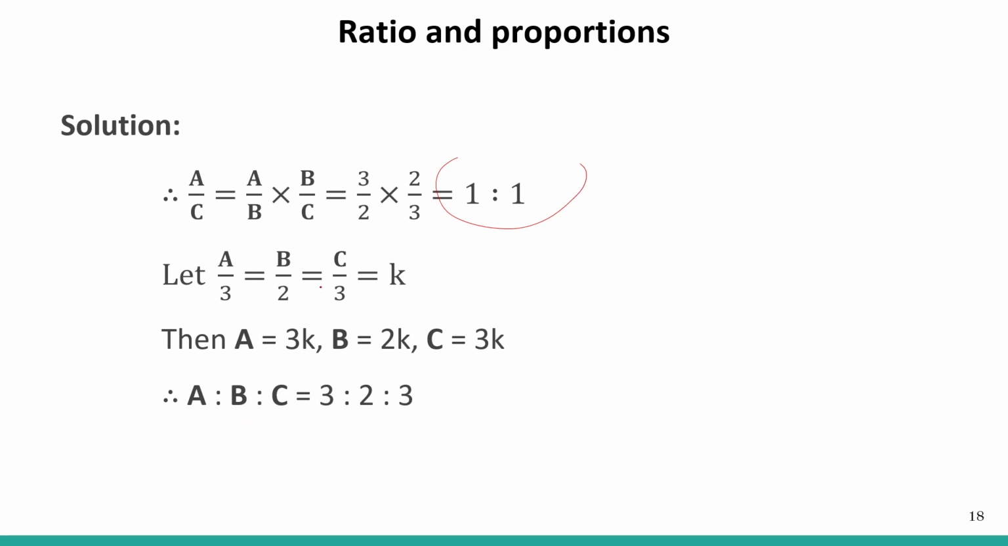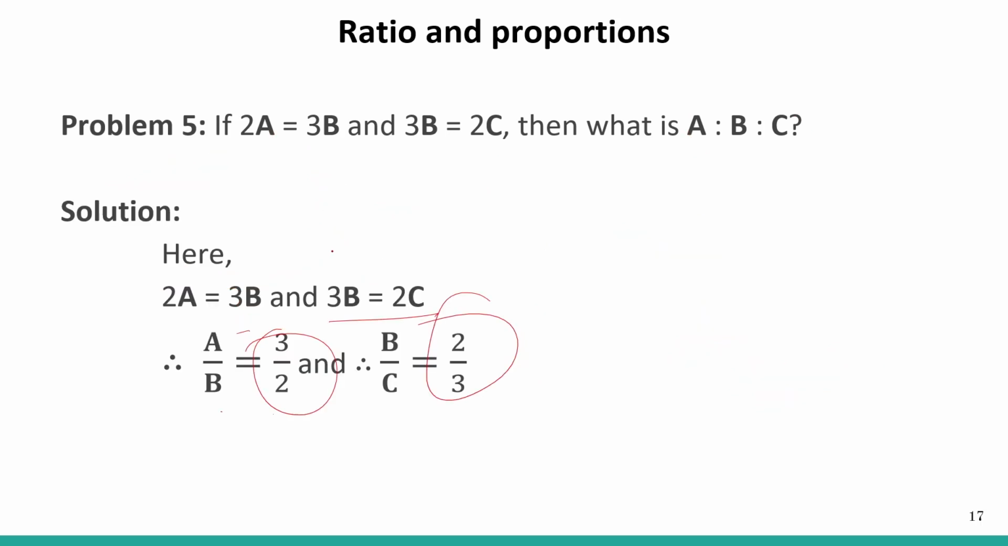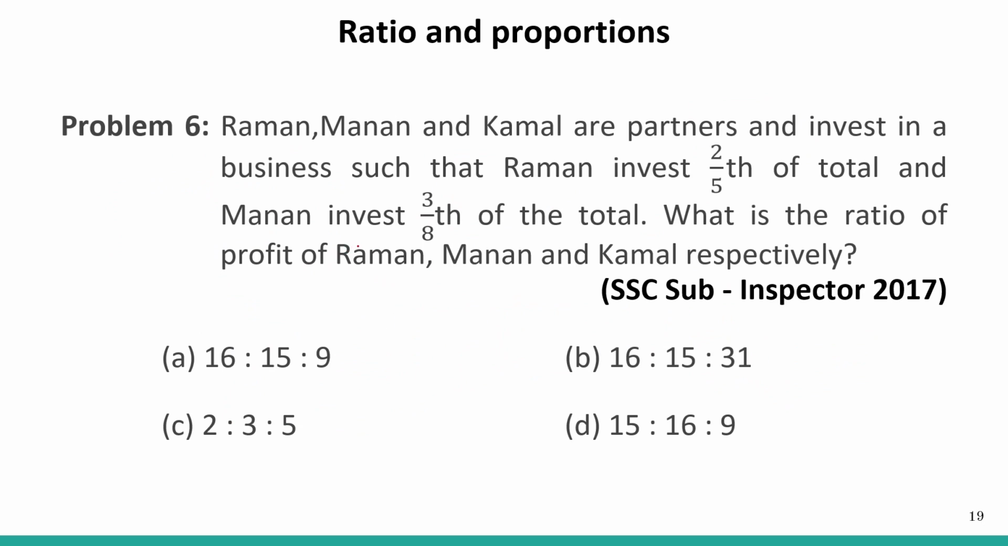Okay, so A by 3 is equal to B by 2 is equal to C by 3 is equal to K. Let it be like this. So A is equal to 3K, B is equal to 2K and C is equal to 3K. So A is to B is to C is 3 is to 2 is to 3. So the only correct option among these is this one. Okay, this is the correct one. These are all wrong. So this is the only correct one. Okay, so let's proceed with problem number 6.